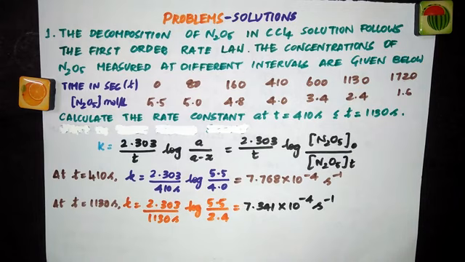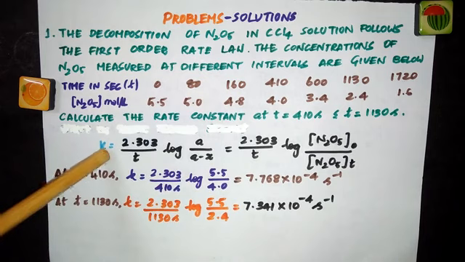So you have to calculate the rate constant. What is the rate constant? The K value. And what is the formula to find out the K value? For that, you should know what type of reaction this is, whether this is a first order, a second order or a zero order reaction. Already it is given, it is a first order reaction. So this is the formula that we will be using to calculate the rate constant.